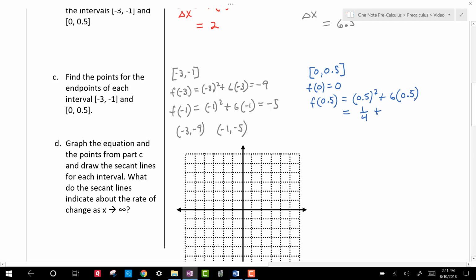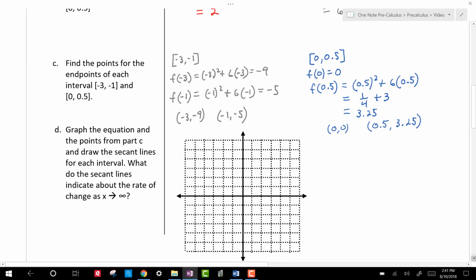Plus 6 times a half. Half of 6 is 3. So this is really just 3 1/4, or 3.25. I'll go back to decimals here. So I have 2 points here: I have 0, 0, and I have 0.5, comma, 3.25. All right, so that's all they were asking for in that second section there.